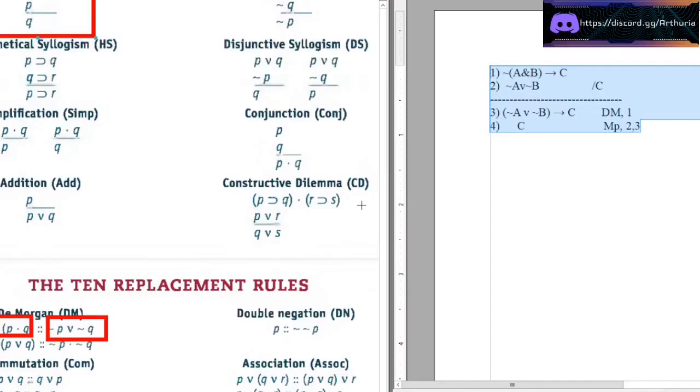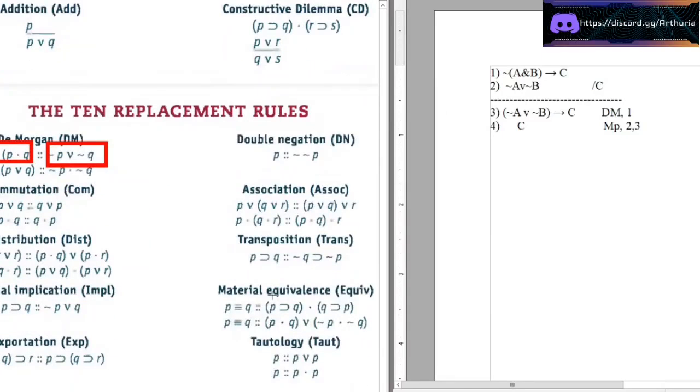Does anybody have any questions about the usage of replacement rules or what's going on here? Nope. All good for you? All good for me. All good for you.